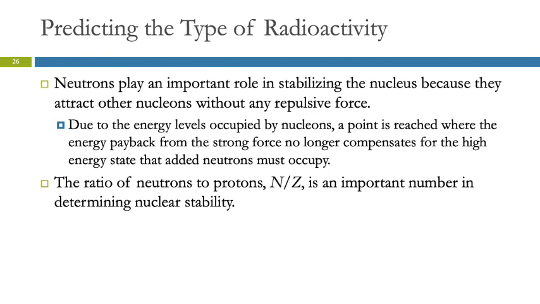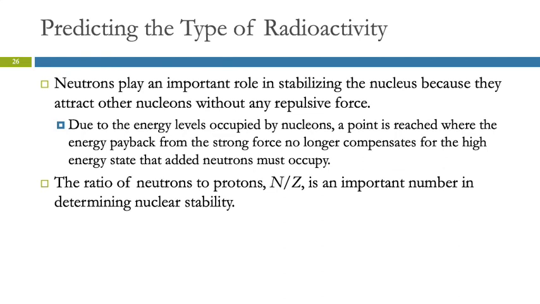The nucleons actually occupy energy levels as well. The good news is we're not going into that. The electron energy levels were hard enough. But there's a balancing point where energy payback from the strong force no longer compensates for the high energy state that added neutrons have to occupy. So it's not like you can just keep adding neutrons and it becomes more and more stable.